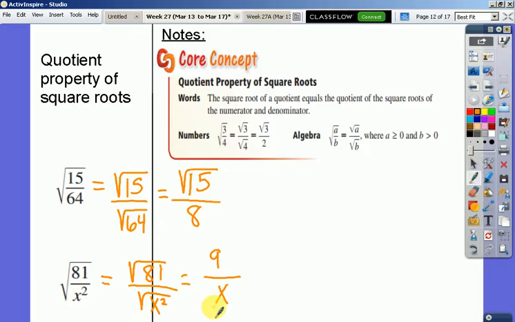Alright. Notice here it says that you have to have a b that's greater than 0. Why? What happens if this is 0? Yeah, can I divide by 0? No. So, it has to be greater than 0. Your top can be 0, because 0 divided by a number is just what? 0.